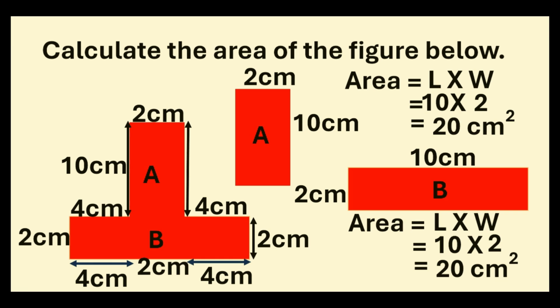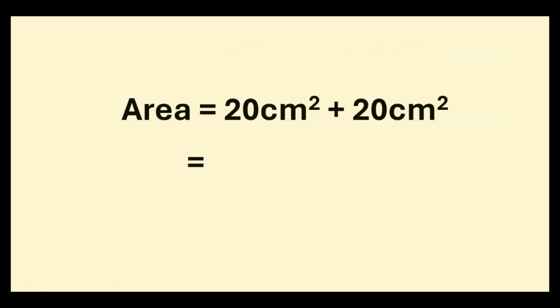Now the total area is for you to add the area of shape A and the area of shape B together, and that will give you the area of the whole shape. So you have 20 centimeters squared plus 20 centimeters squared, and that gives you 40 centimeters squared. And so the area of the whole shape is 40 centimeters squared. That is how to go about finding the perimeter and the area of irregular shapes. Thank you for watching. See you next time.